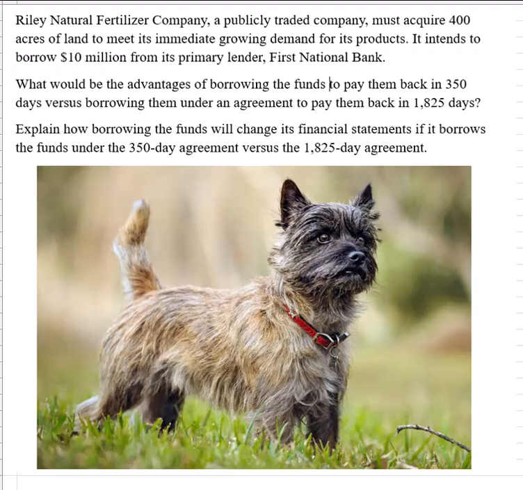And then also explain how borrowing the funds will change its financial statements if it borrows the funds under the 350-day agreement versus the 1,825-day agreement. Okay, so let's take a look at what the advantages and disadvantages would be under the two different options.